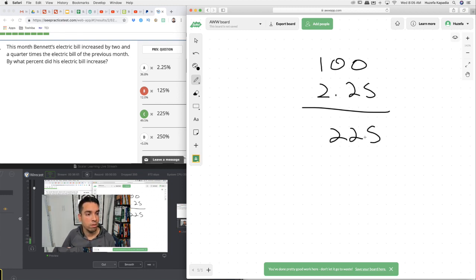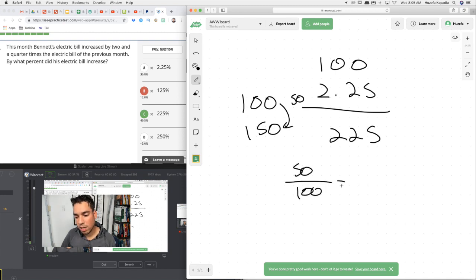It didn't increase by 225% because it's the same way, if I remember, I gave that example. If it goes from 100 to 150, okay, by what percent did this increase? We would take the change, which is 50, and then we'd see 50 is what percent of 100, and that's obviously 50%. So in this case, if it's going up 2 1/4 times, right? So 2.25 times that original bill, we're multiplying 2.25 times 100.